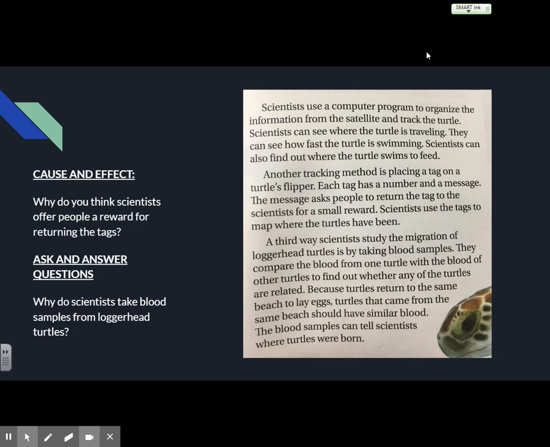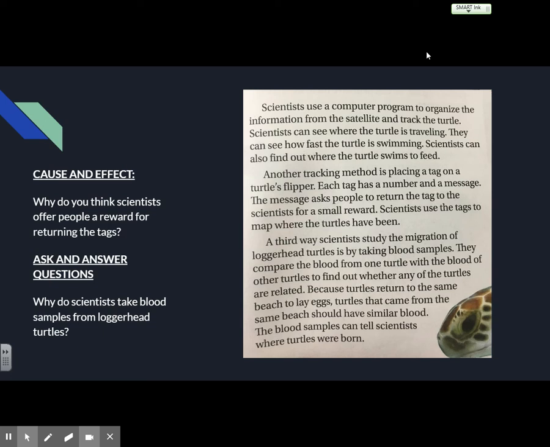All right, cause and effect. Why do you think scientists offer a reward for returning the tags? So, what would be the cause? What would be the effect of returning the tags? You would get a reward. What would be the cause of getting a reward? You returned the tag. So in my reader brain, I'm thinking that they pay people a small reward to return the tags because it's tracking them. If someone has a tag in their house, the scientists would be like, guys, this turtle is just chilling in this house and we don't know why. Let's go and try to find it.